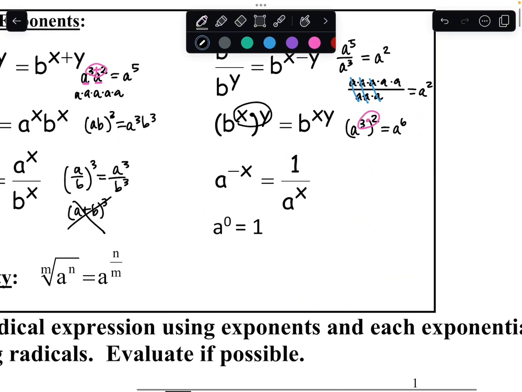Anytime you see a negative exponent, I like to think of it as it's on the wrong side of the fraction bar. So you just move it to the bottom of the fraction and change it to positive.